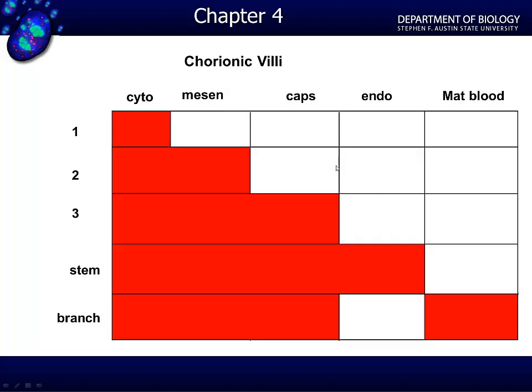So as we look at our chorionic villi, again, primary, secondary, tertiary, here we only have cytotrophoblastic cells in the core. We add mesenchymal cells, we become secondary. We add capillaries, we're tertiary. And as long as we have capillaries, if we're anchoring into the endometrium, we're stem. But if we're lateral and adjacent to our maternal blood in the lacunae, then we also can be considered branch villi.